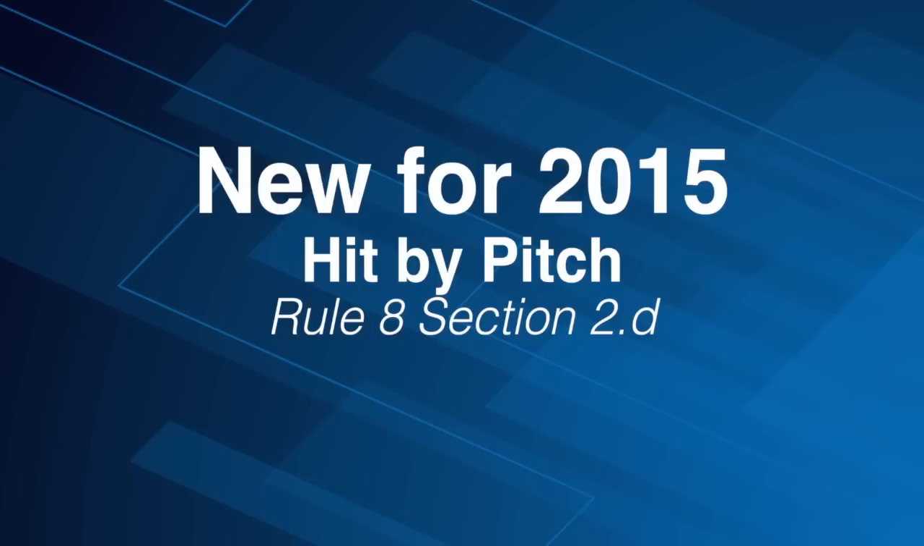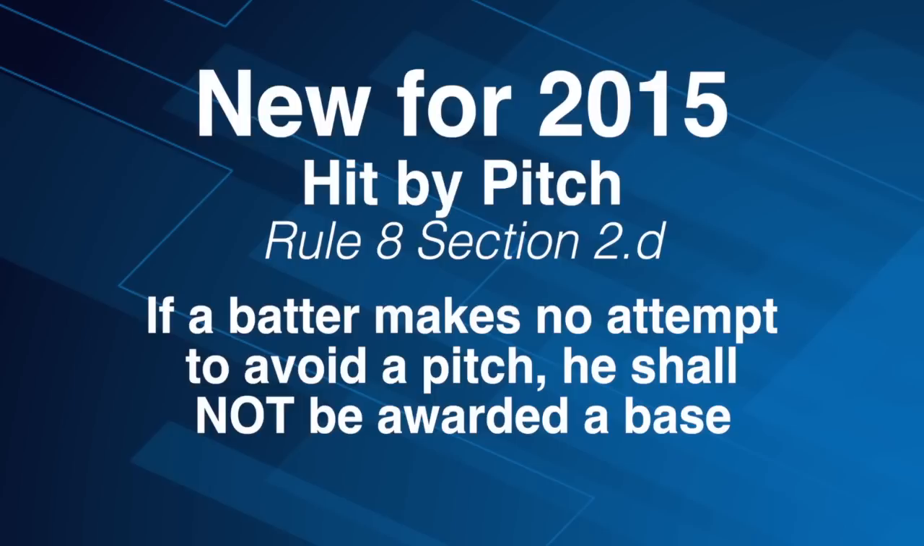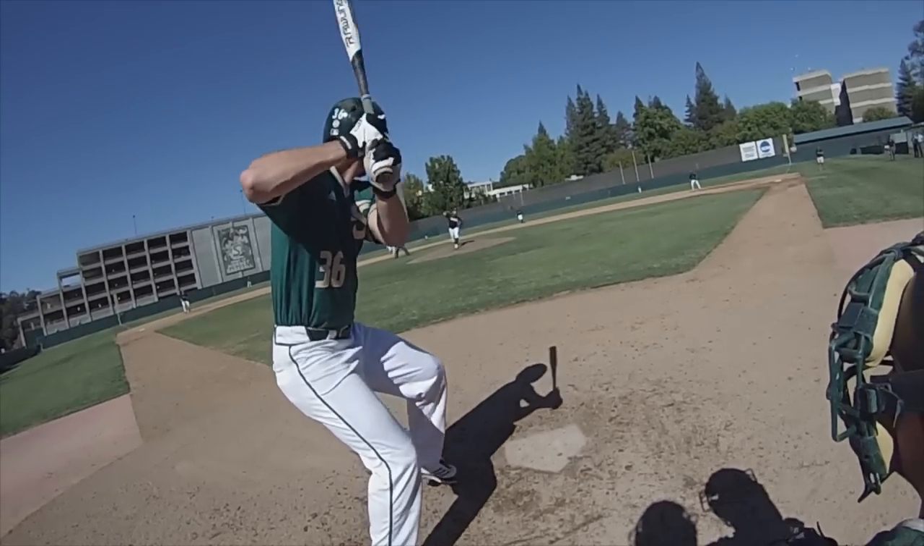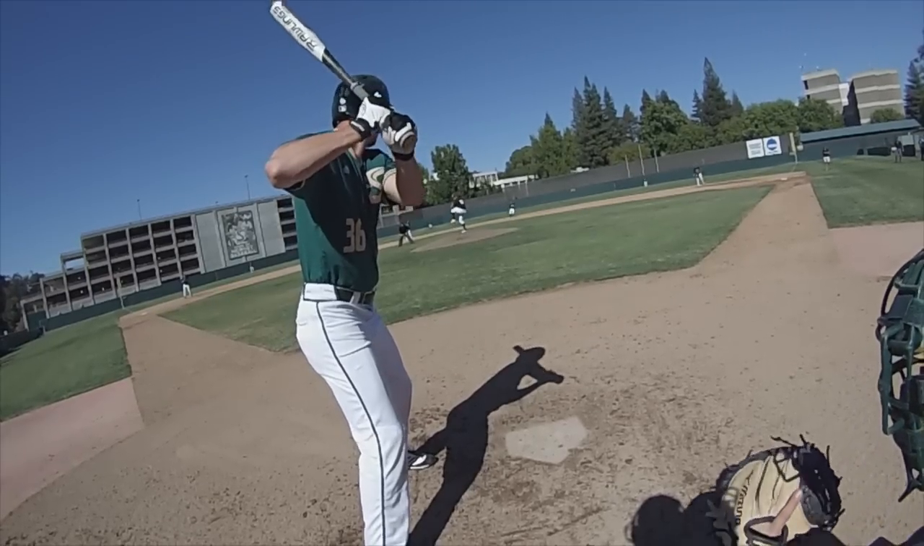New for 2015, Rule 8.2d, if a batter makes no attempt to avoid a pitch, he shall not be awarded a base. If the pitch is in the strike zone, it will be called a strike. If the pitch is not in the strike zone, it will be called a ball. If a legitimate attempt is made by the batter to avoid the pitch, he will be awarded his base unless the pitch is in the strike zone.